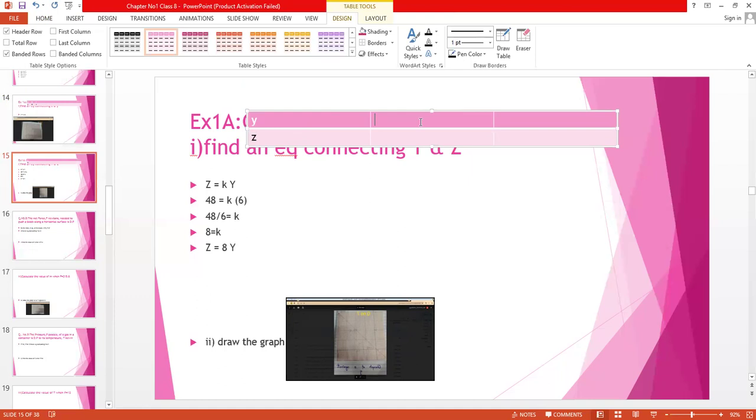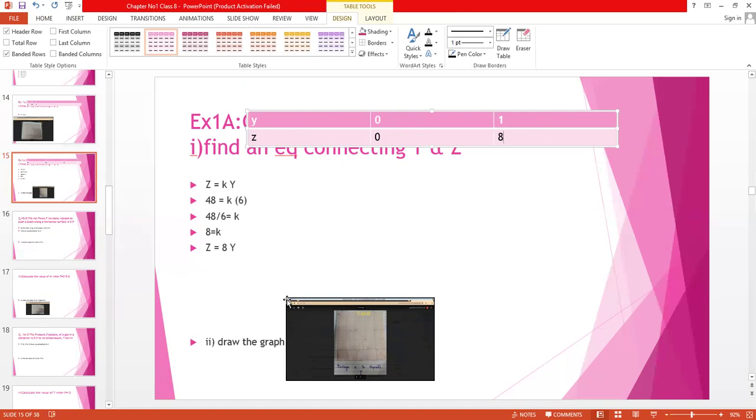For the first, I have to take the value of 0. And next, I have to take the value of 1. And here, when this one is connecting, z is equal to 8y. 8 times 0. So when y is equal to 0, z is also equal to 0. So when y is equal to 1, 8 times 1 is 8. So then z is equal to 8. Clear?